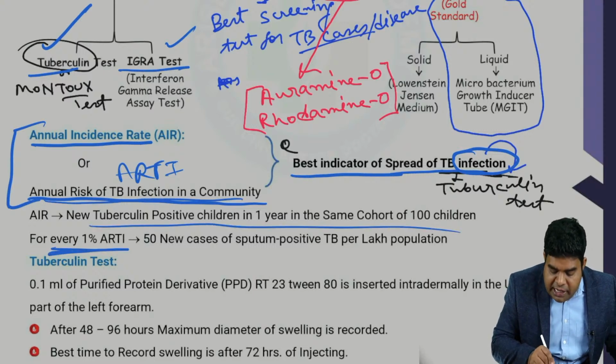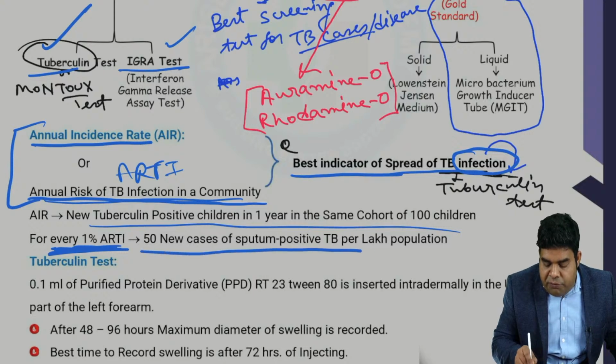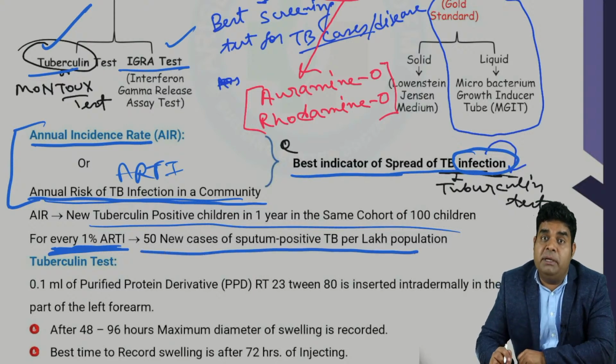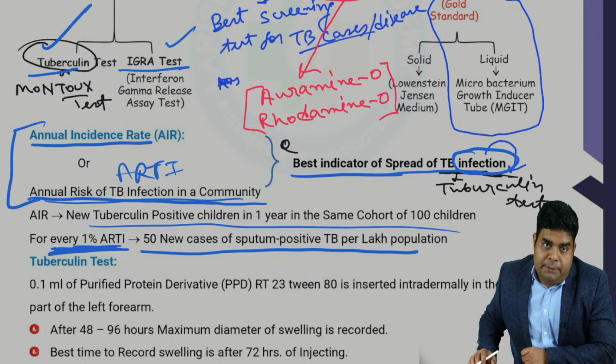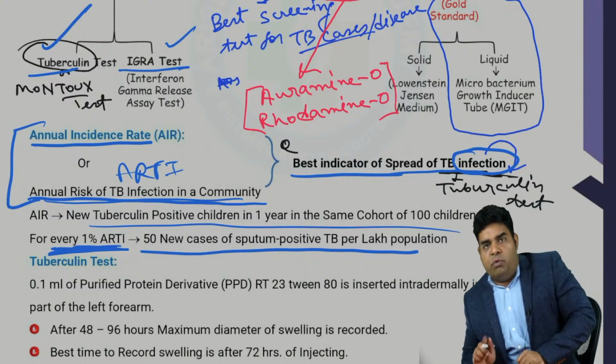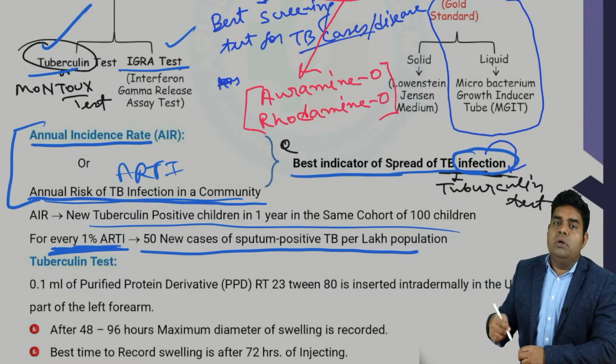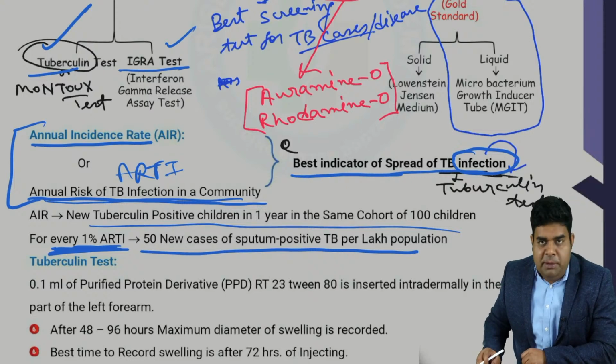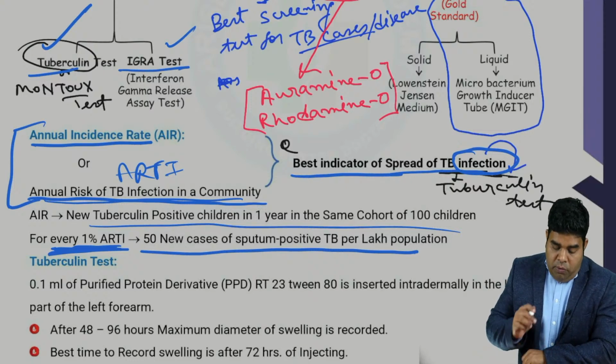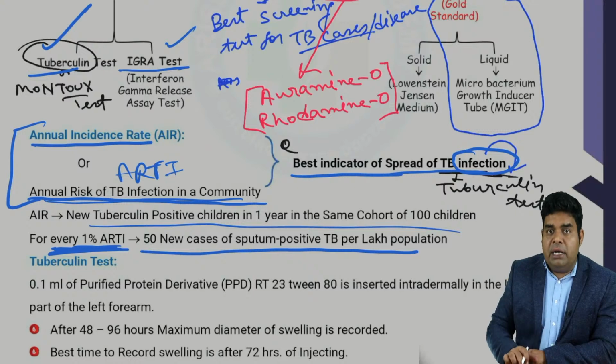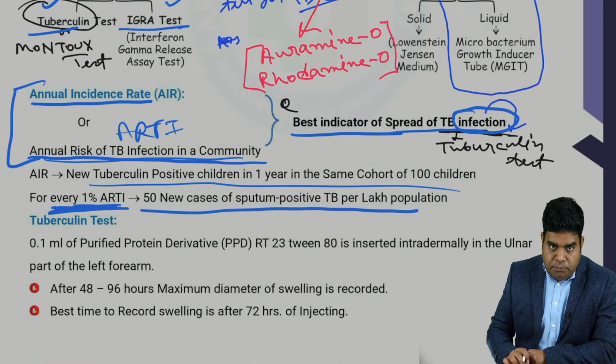And if ARTI increases by 1%, 50 new cases of sputum positive TB per lakh population occur. And this is just an observation. 1% ARTI means 50 new cases of TB per lakh population. So remember this, tuberculin tells about the spread of TB best.